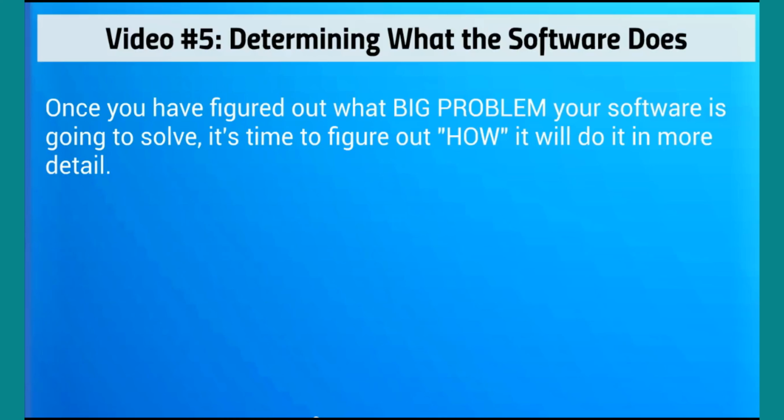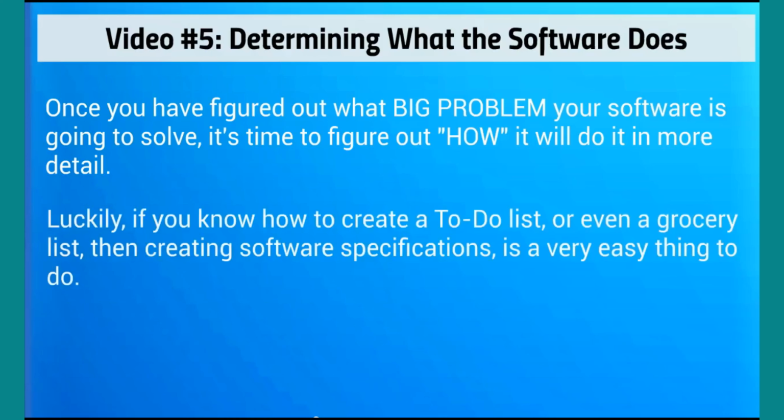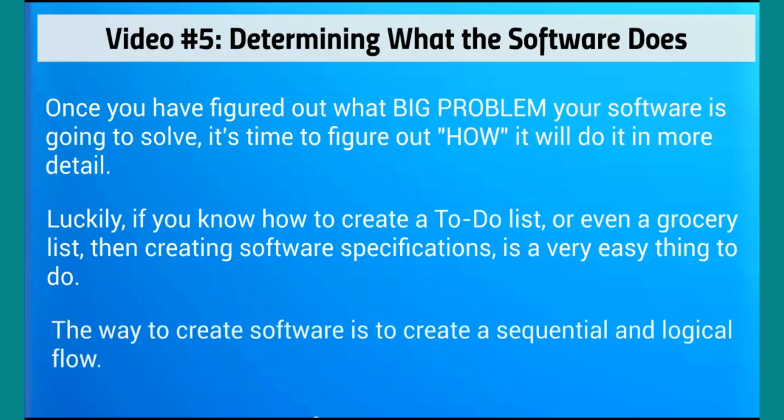So now we need to dig deeper and create what we call a to-do list. And if you've created grocery lists or to-do lists, then creating software specifications is actually very, very similar. It's actually a very easy thing to do once you have figured out what kind of problem it'll solve and how it will go about doing that. And that's what we're gonna do in this particular video.